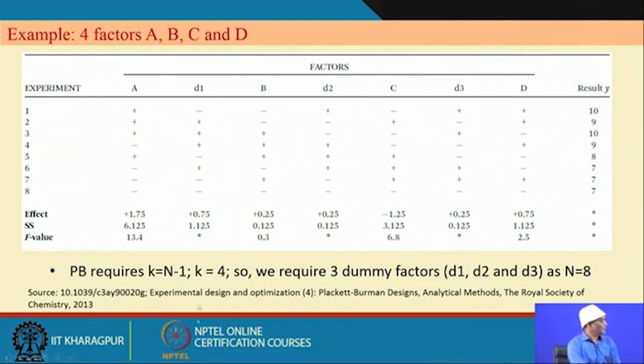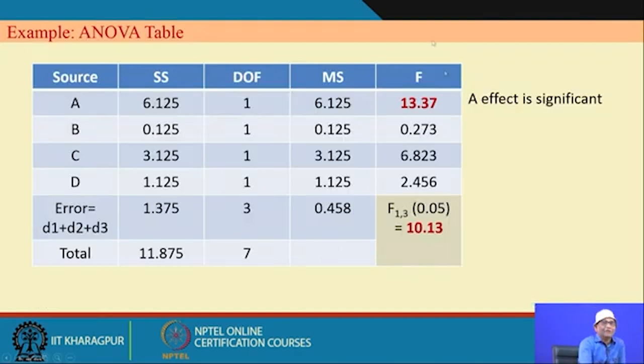error values. So, in this case, let me repeat, PB requires k equal to n minus 1, and as k equals 4, we require 3 dummy factors D1, D2, D3, because we have used 8 runs. This one I have taken from internet material, the source is this, and you can download and read it. Now, using this information, the SS and the degrees of freedom, we have computed the ANOVA table.